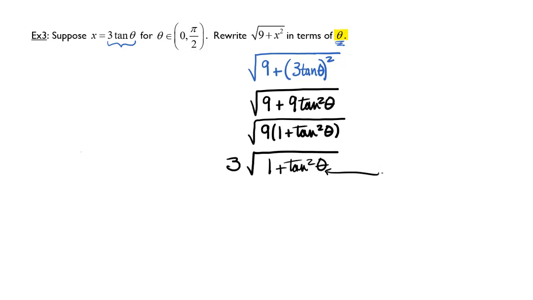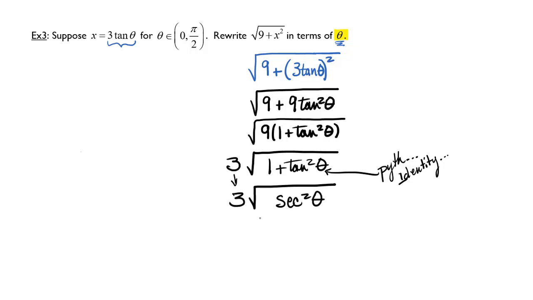At this point, you should be thinking, wow, that looks a lot like a Pythagorean identity. And I should probably check to see if I can substitute something in for 1 plus tangent squared of theta. And in fact, you can. 1 plus tangent squared of theta is actually secant squared theta. Don't forget to drop that 3 down in front of your radical. And so if we take the square root of secant squared, we just get 3 secant theta.